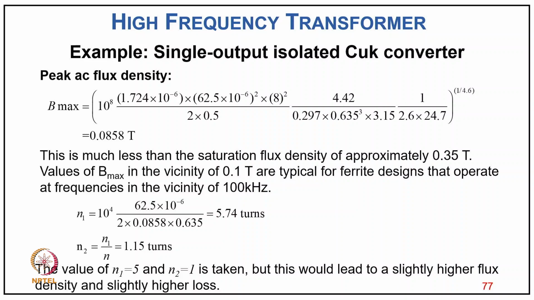So N1 equal to, putting in the value of the data, comes to 5.74. So N2 comes to N1 upon N, that's 1.15 turns. So now the value of N1 is 5 and N2 is 1 turn, but this will lead to a slightly higher flux density and a slightly higher loss.